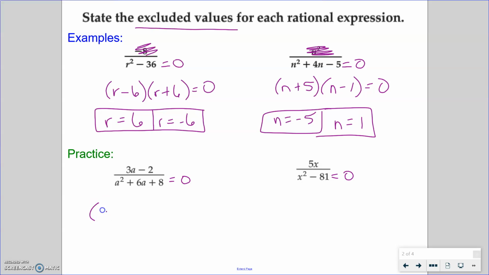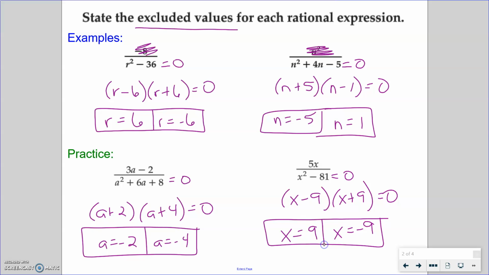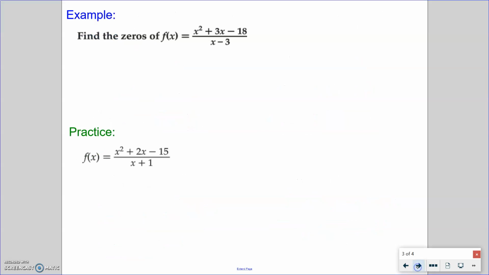All right, so for this one factors into, let's see, 2 and 4. So my 2 excluded values are -2 and -4. For this one, it's a difference of squares again, so x minus 9 and x plus 9. So my 2 values are 9 and -9. Awesome, so far so good.